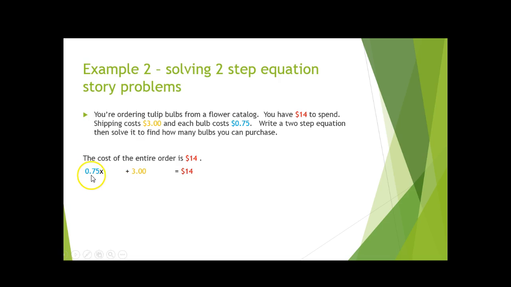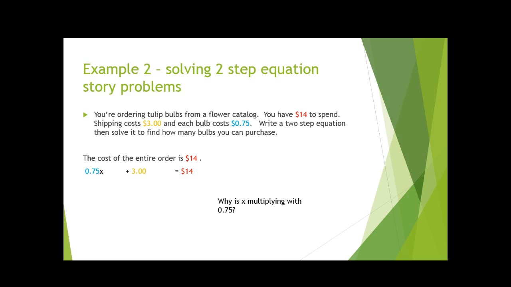So it's going to be the cost of a bulb times how many bulbs we need to purchase, which is what we're trying to find. We're going to add that to the shipping cost, which is always just a flat rate, $3. So it's a constant amount. So it's 0.75 times x plus $3 is 14. That's a two-step equation, and we can figure out what that is by solving it.